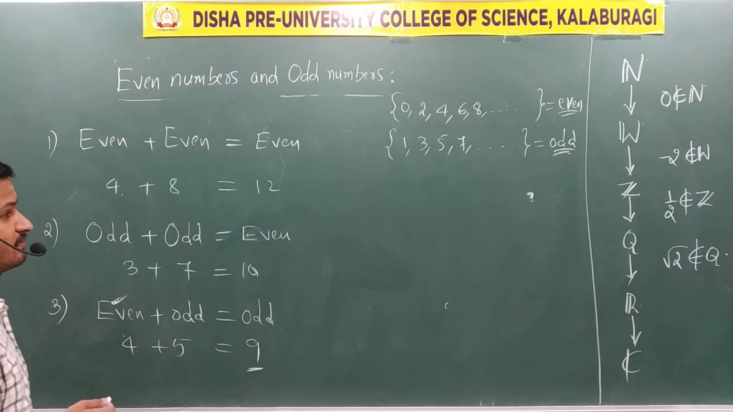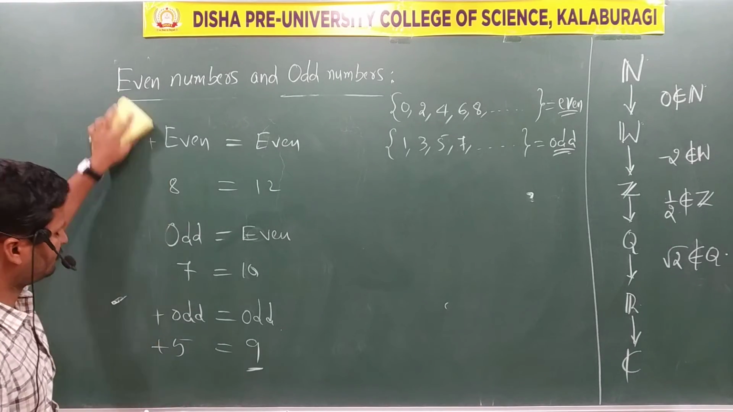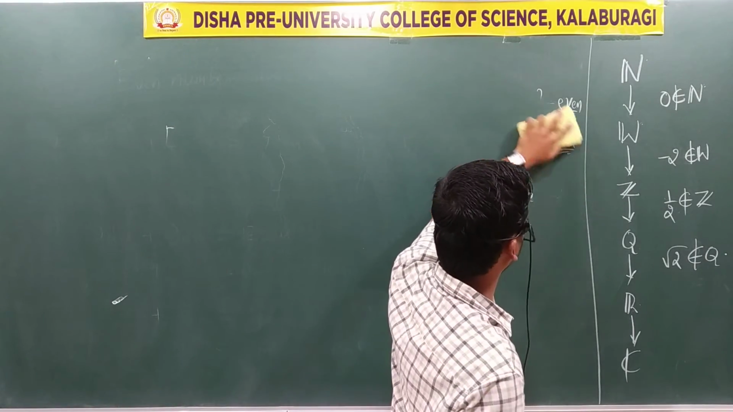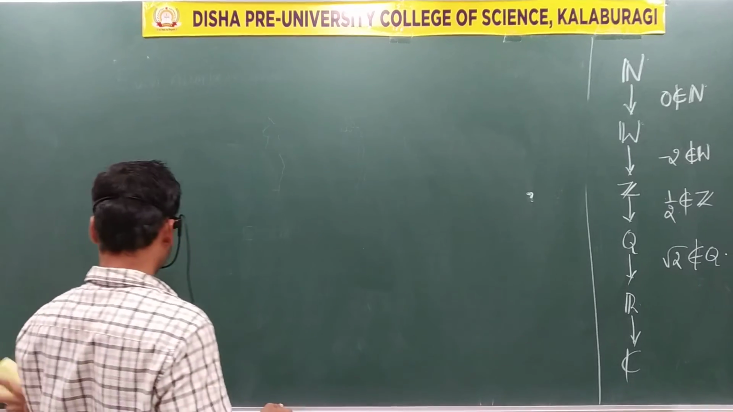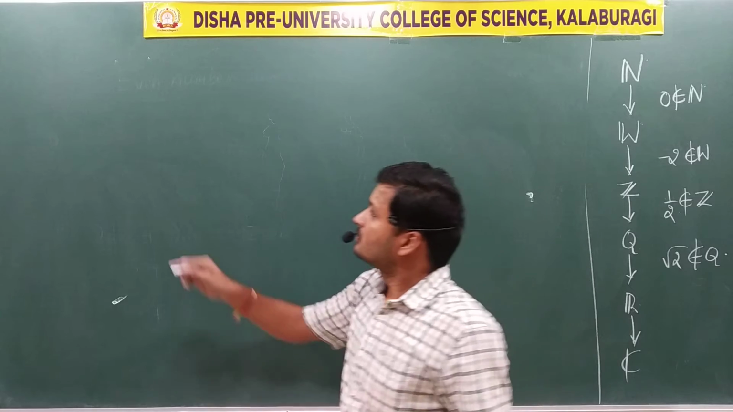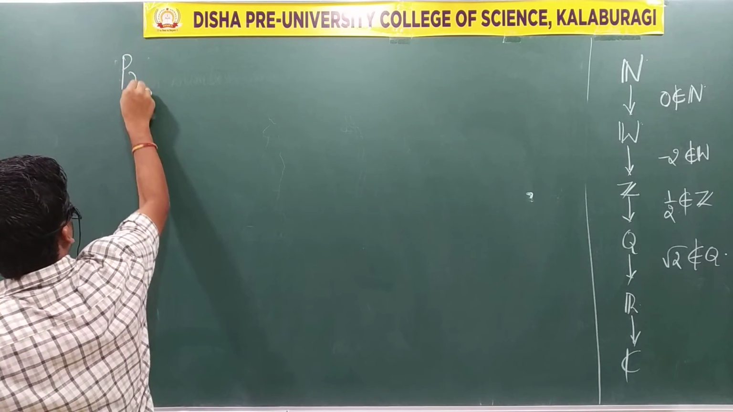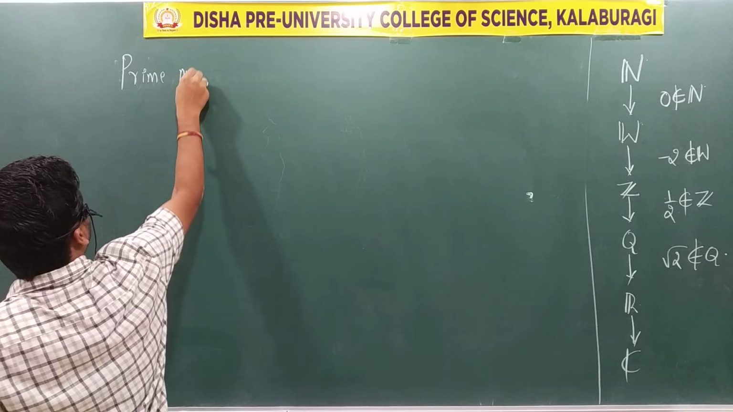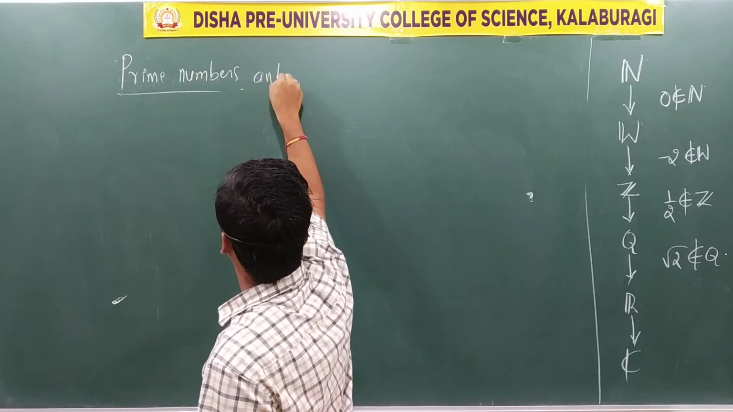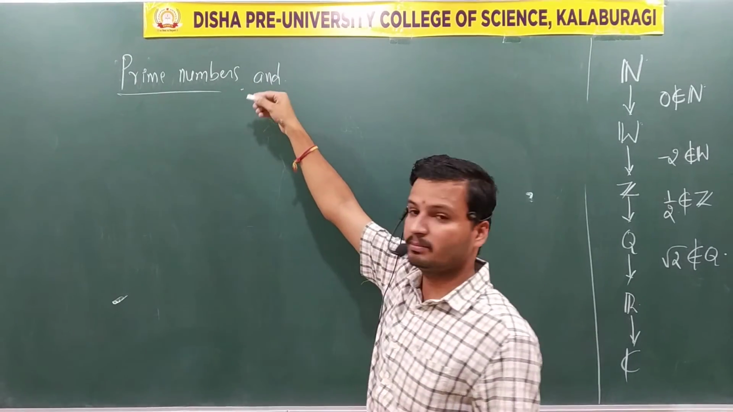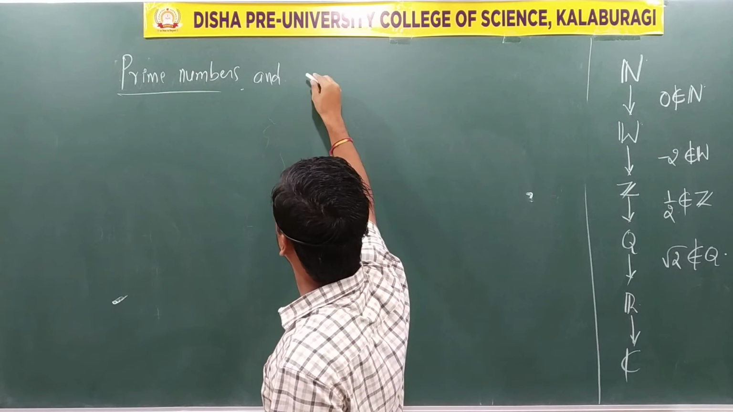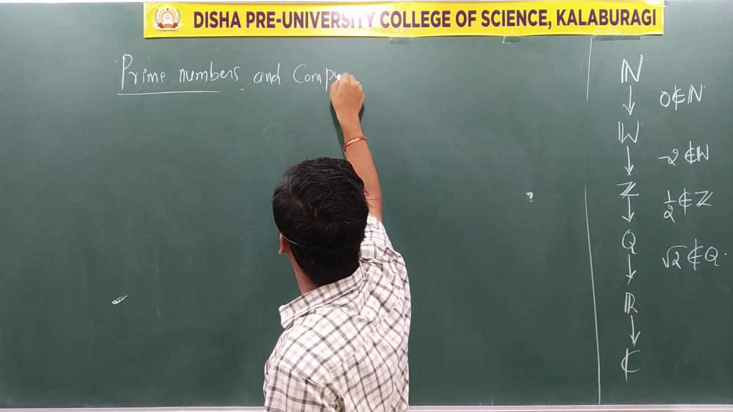Then next, very important, is prime numbers and composite numbers. These prime numbers are such that today's mathematics field is actually working on these prime numbers only. Prime numbers and composite numbers.